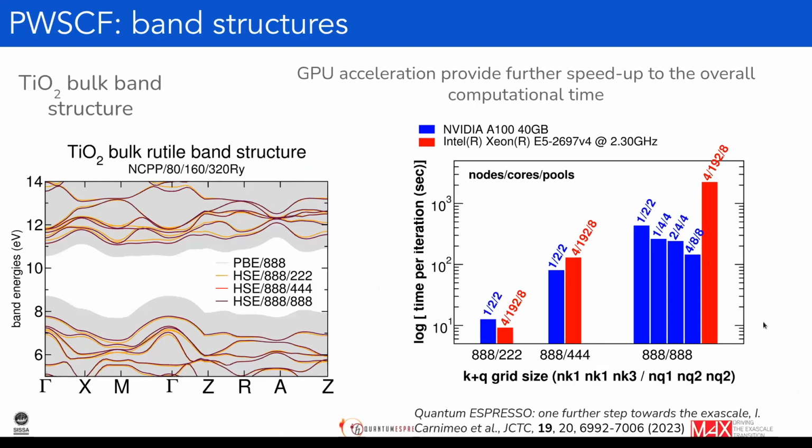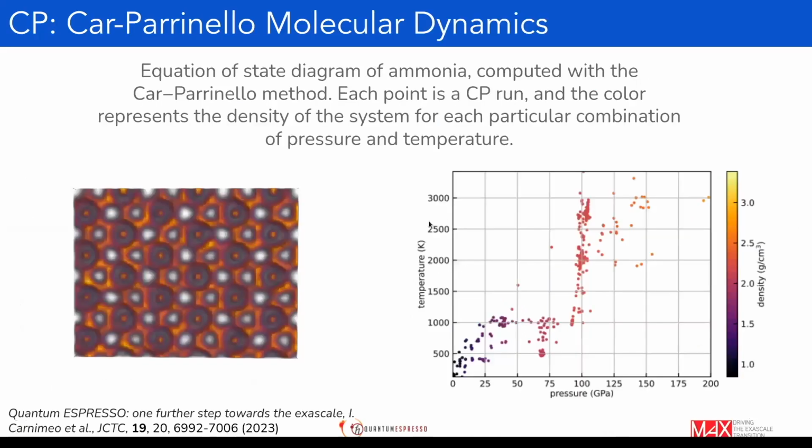In the plot, you can see the red bars are using CPU, and the blue bars are using GPUs. Here the scale is logarithmic, so when you compare the last red bar with the last blue bar, it's one order of magnitude faster. It's not small, because you have to look at the scale being a logarithm. Another example here, we also have accelerated Car-Parrinello.